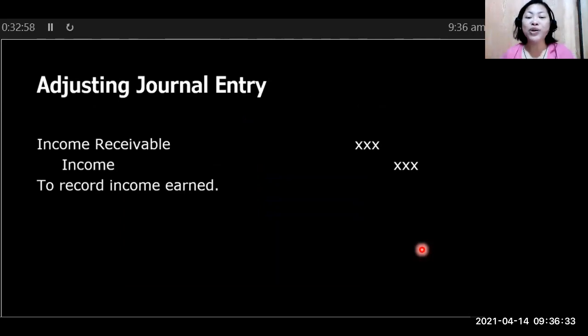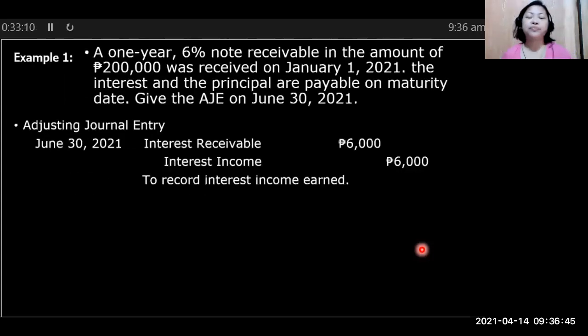Now, the adjusting journal entry for that is income receivable debit and then you credit income to record income earned. Okay, so that is the adjusting journal entry. Let's have an example to make it more clear.